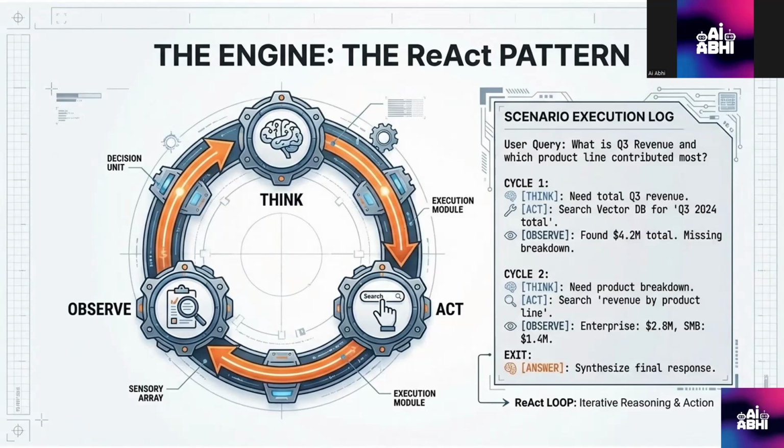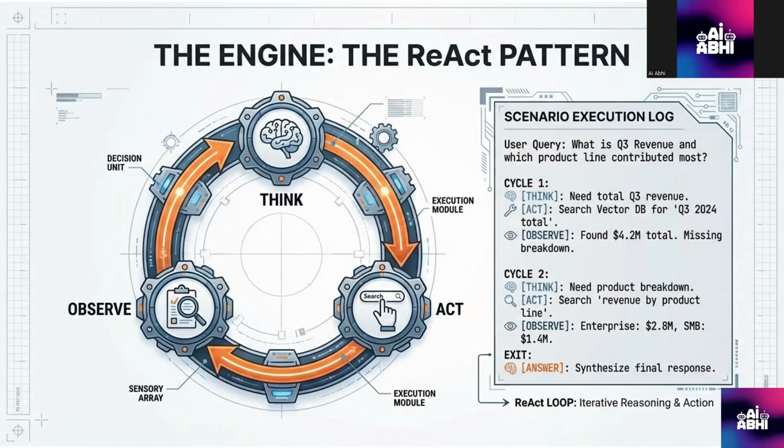You'll understand it better. So a user asks, what is the total revenue from Q3 2024 and which product line contributed the most? So in the think stage, I need Q3 revenue data. It will think, okay, I should search the financial reports database. So now it will act. So it searches the vector DB for Q3 2024 revenue total, and then it observes, okay, it found a chunk that says the total revenue was 4.2 million, for example, but it doesn't mention the product line.